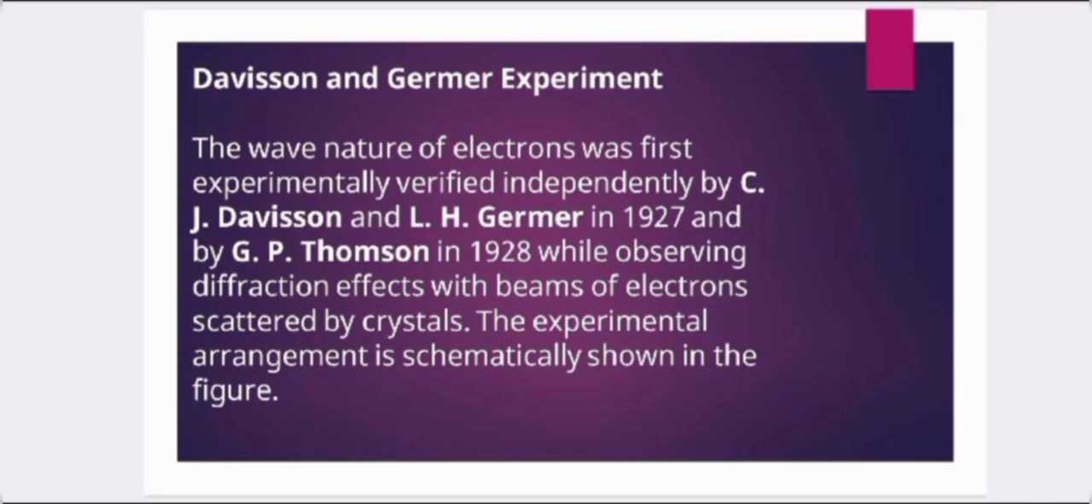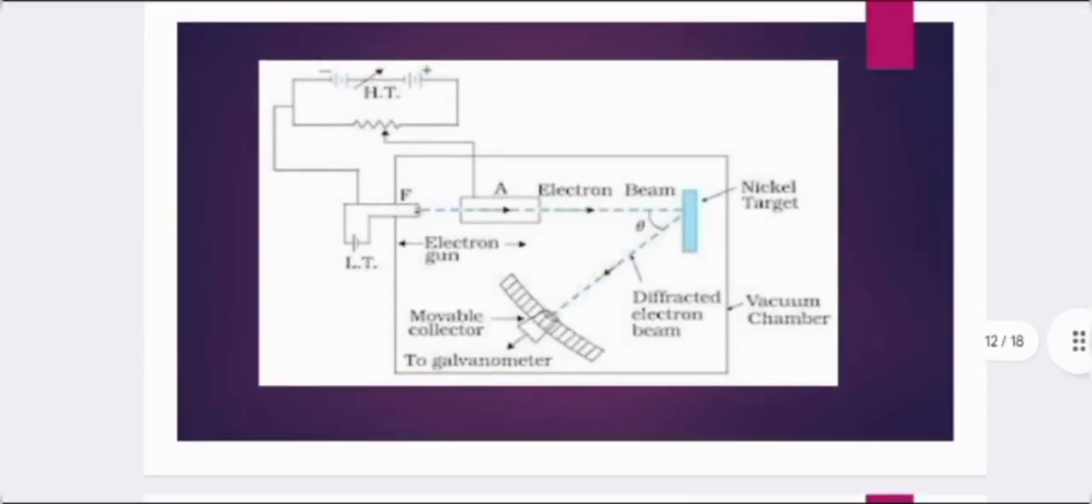Davisson and Germer experiment. The wave nature of electrons was first experimentally verified independently by C. J. Davisson and L. H. Germer in 1927 and by G. P. Thomson in 1928, while observing diffraction effects with beams of electrons scattered by crystals. The experimental arrangement is schematically shown in the figure.